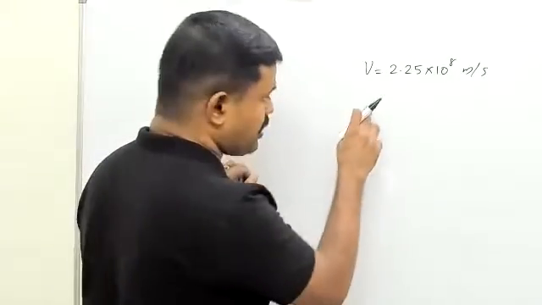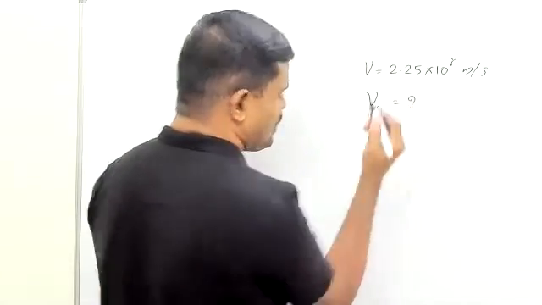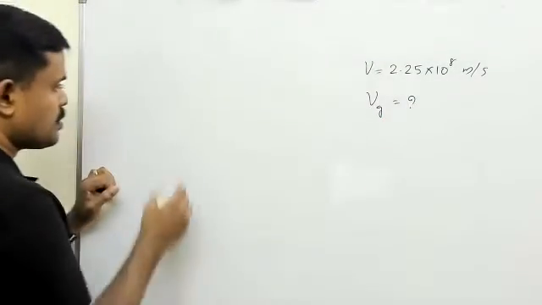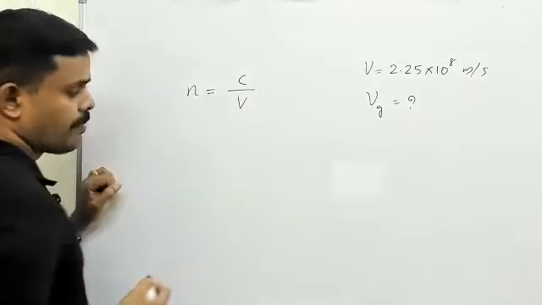Speed of light in water is given. Speed of light in glass is asked. It's a direct question, easy to find out. Speed of light in glass: how do you find? N is equal to C by V, right?